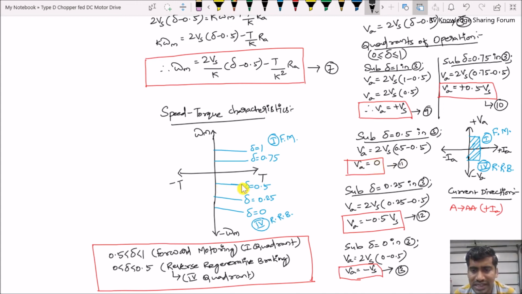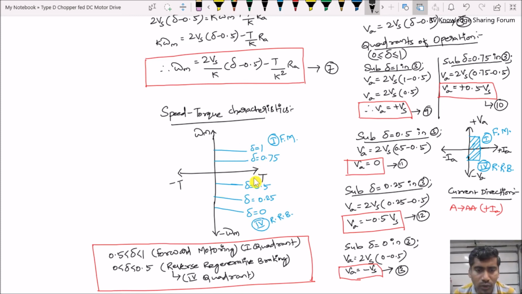It goes into the negative. And when delta is equal to 0.25, here our Va is equal to minus 0.5 Vs. That means it is still reducing from here to here, for delta equal to 0.25. And when delta is equal to 0, if you observe this, Va is equal to minus Vs. That means it is reducing from minus 0.5 Vs to minus Vs. So the speed is reduced from here to here. This is for delta equal to 0. If you look at these speed torque characteristics, as our duty ratio of the chopper delta increases, our speed also increases. So this is how we can control the speed.